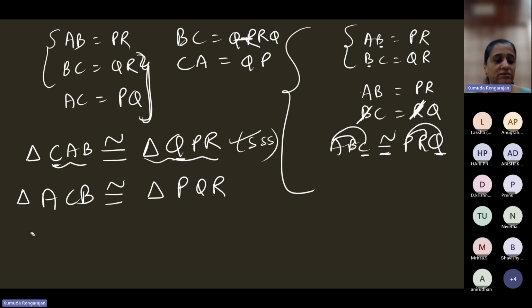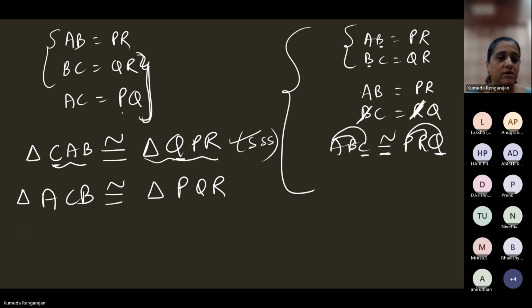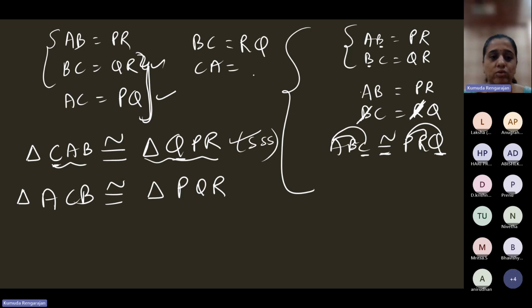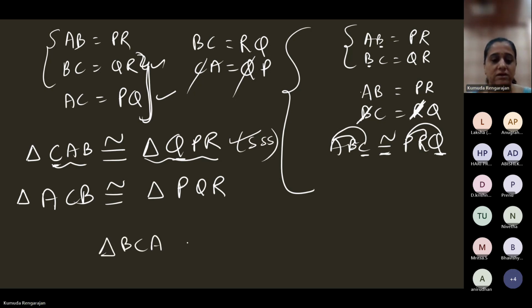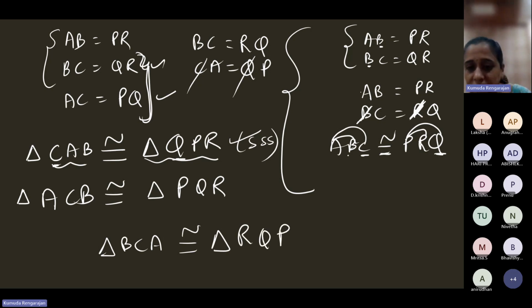I wrote it correctly. I'm just doing it again. I'm using these two equalities, this one and this one. What's common here? C. So if I write BC, I should write CA equal to, here Q is common, so I should write RQ, QP. Now take away that common letter or the common vertex, here C and Q. So triangle BCA is congruent to triangle RQP. You can see here BCA, RQP.